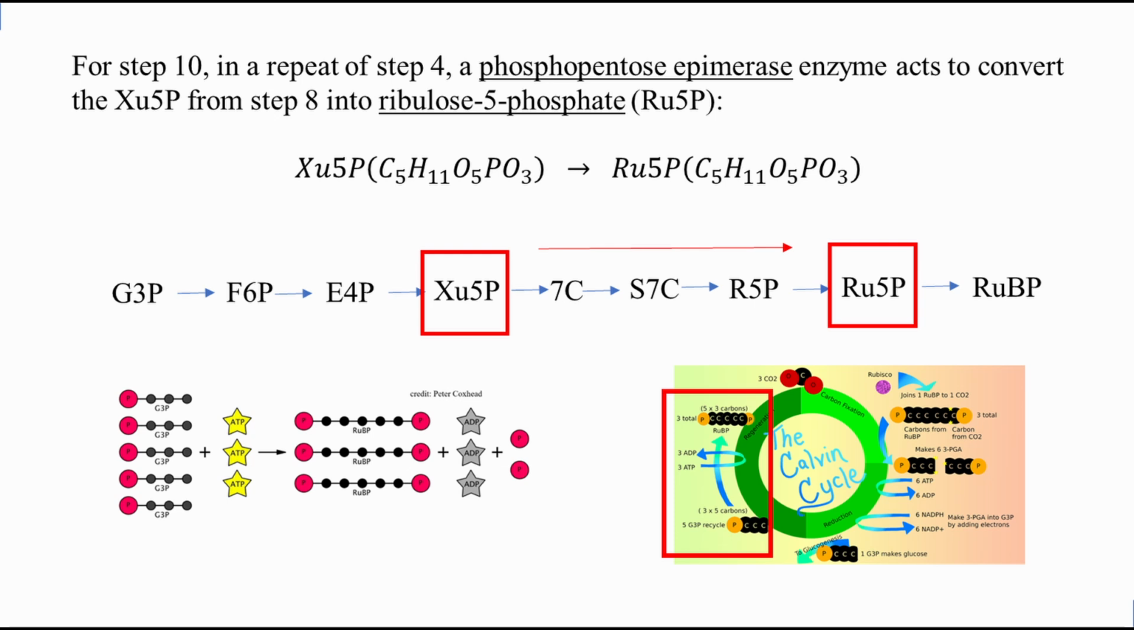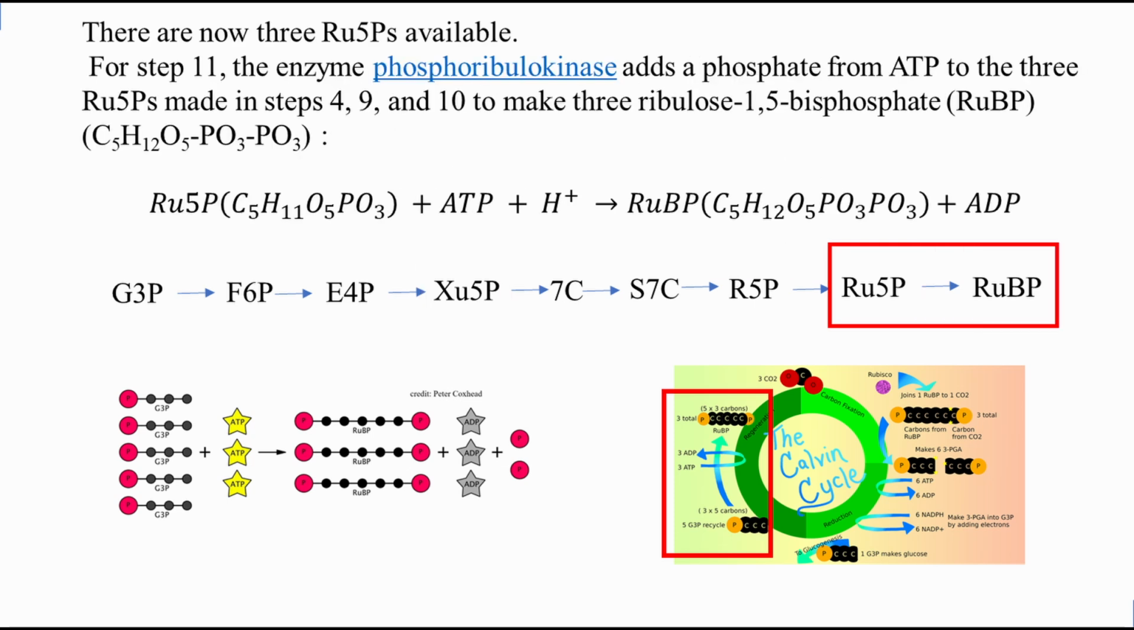For step 10, in a repeat of step 4, a phosphopentose epimerase enzyme acts to convert the XU5P from step 8 into ribulose 5-phosphate RU5P. There are now 3 RU5Ps available.